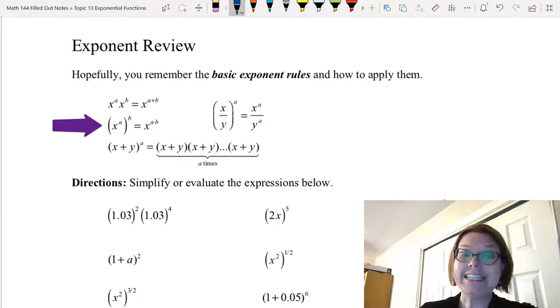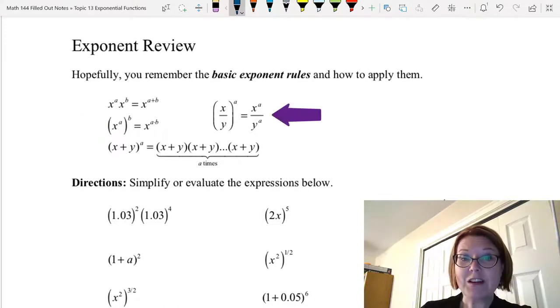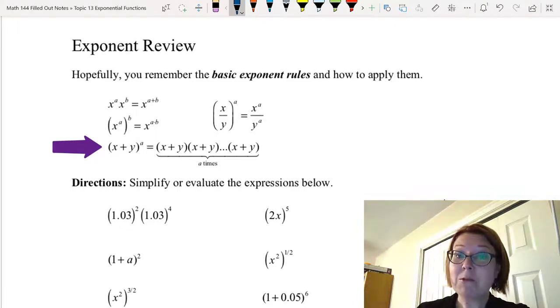Our next rule is that if we have (x^a) raised to the b power, we can multiply the exponents, giving us x^(a·b). We will often just say this as (x^a)^b is equal to x^(a·b). Next, we have (x/y)^a, and when we simplify that, the a power applies to both x and y, giving us x^a over y^a.